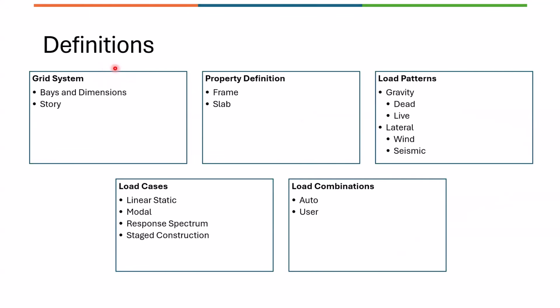Right, starting from the definitions, we will define a grid system and we will define the properties, and we know the problem in hand, so we also define the loading, so the load patterns for gravity and lateral, and we also add additional load cases for response spectrum, and we also consider a stage construction case for capturing the bracing effect only for the lateral loads. And we also have the load combinations. It can be user or auto.